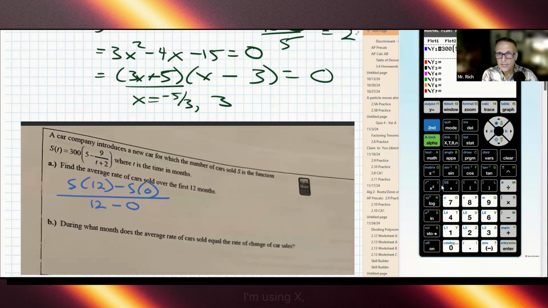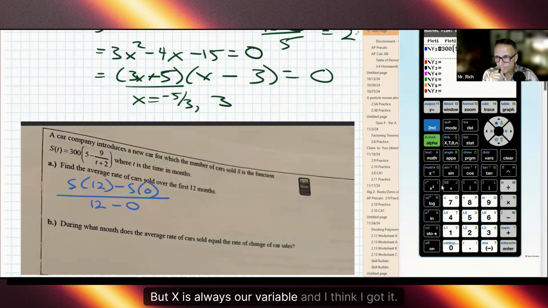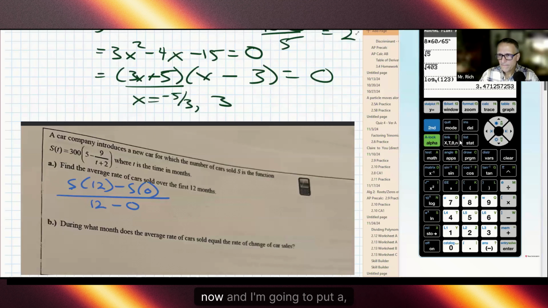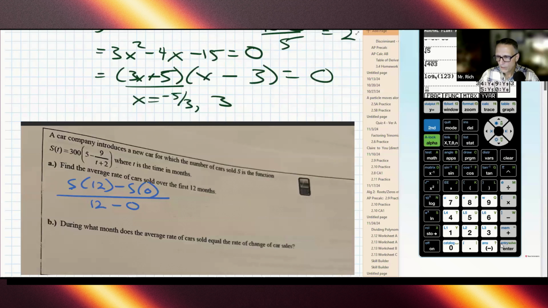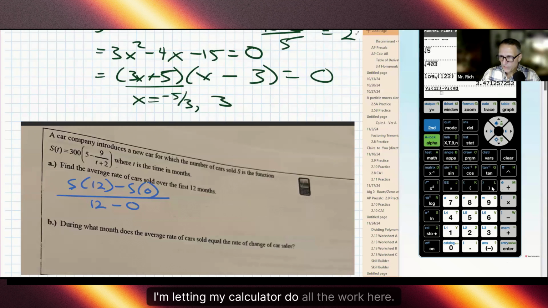Now, of course, I'm using x, not t. That's no big deal. There is a t, but we only use that for parametric equations on the TI-84, but x is always our variable. And I think I got it. So then what I do is I can go to the home screen now, and I'm going to put a fraction on my home screen and do this. I'm going to do y1 of 12. So alpha f4, call up the y1 of 12 minus y1 of 0. See, I'm letting my calculator do all the work here, and divided by 12.